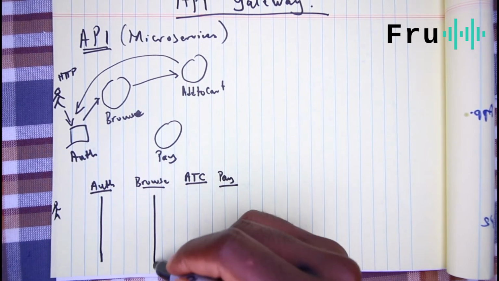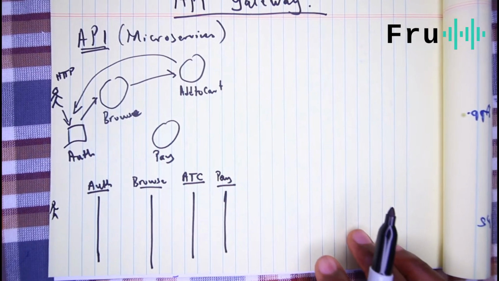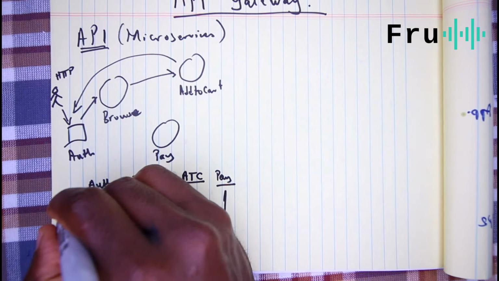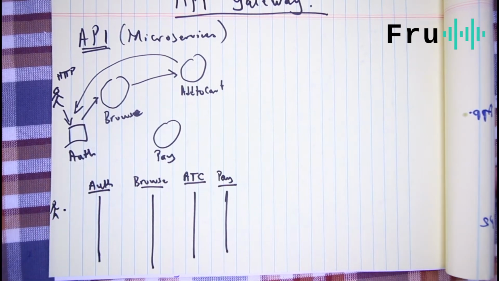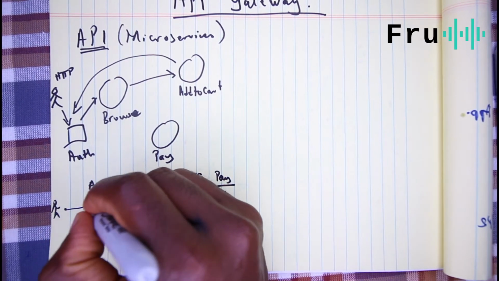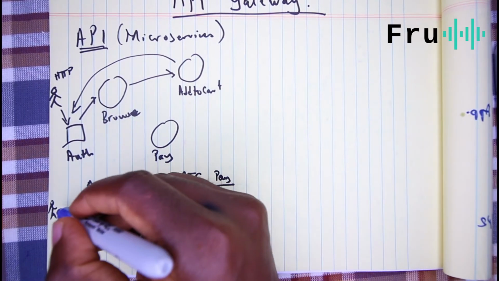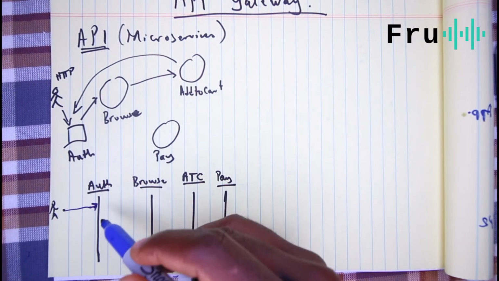I'm just going to do a very simple flow diagram here, or state diagram. So you come in, and the very first thing we want you to do is to authenticate. It makes sense that if you want to use this application, you need to authenticate. So you come in, and the first interaction is you hit the authentication service.